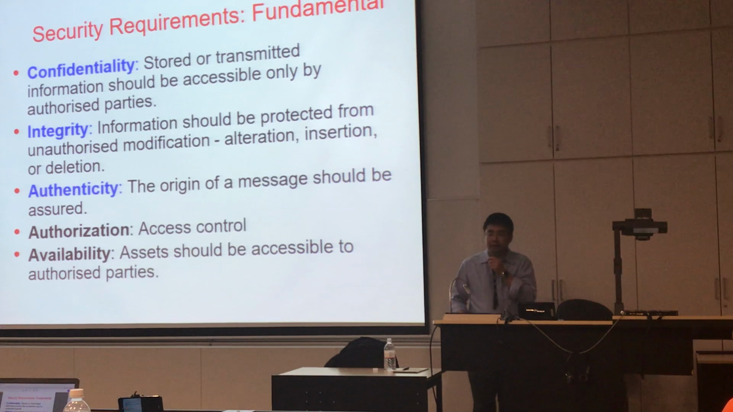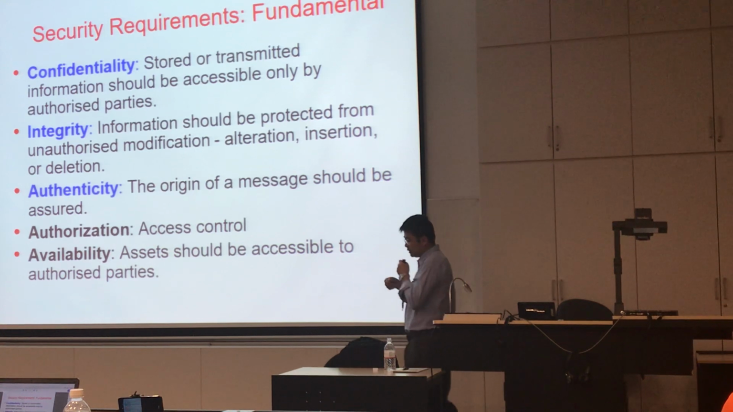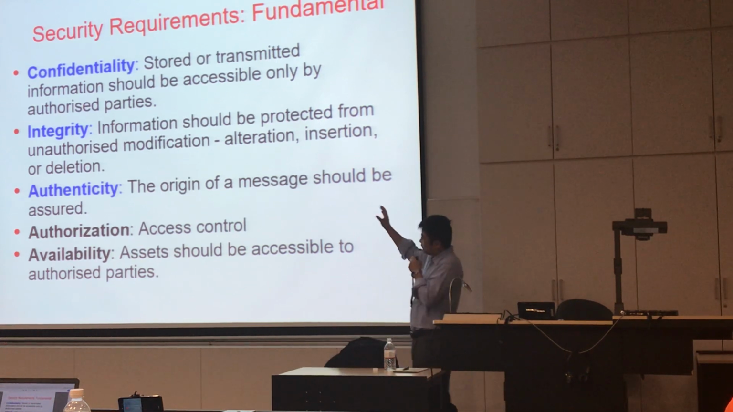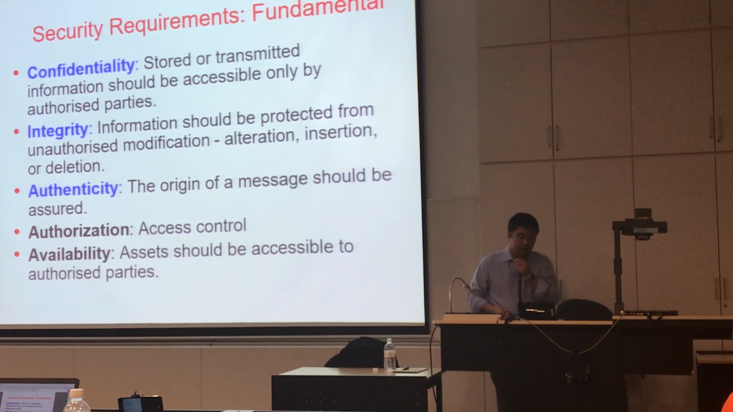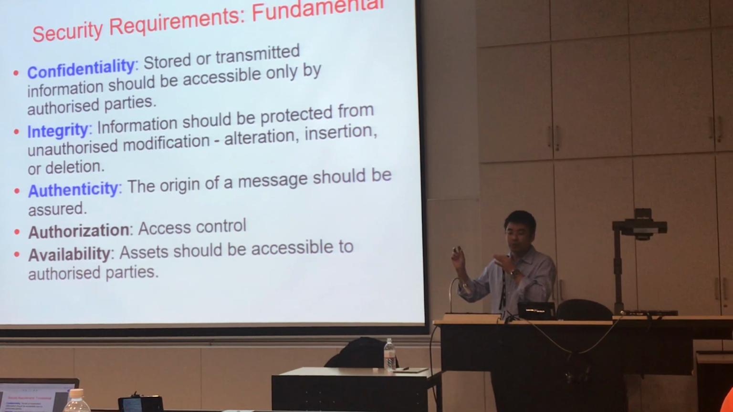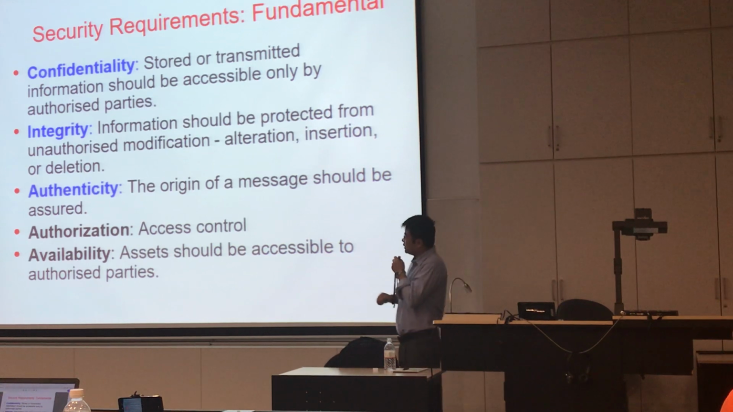So this is integrity, and authenticity actually is that the origin of a message should be assured. That means this message indeed comes from, say, Alice. Right? So you may ask, what's the difference between integrity and authenticity? They are different, but usually we use some tools to achieve both of them simultaneously. The crypto tools we use can achieve these two goals simultaneously.